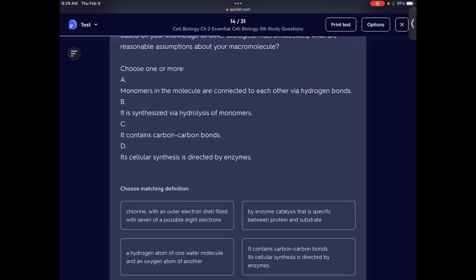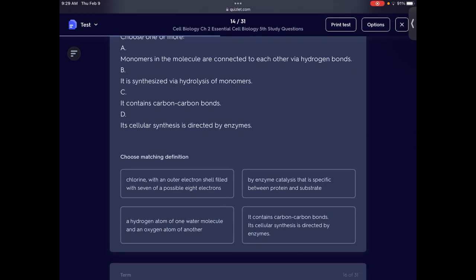Based on your knowledge of other biological macromolecules, what are reasonable assumptions about your macromolecule? Monomers in the molecule are connected to each other via hydrogen bonds. That seems like a good answer. It is synthesized via hydrolysis of monomers. That we know is incorrect because hydrolysis breaks things. We're trying to make something, not break something. It contains carbon-carbon bonds. Heck yeah, I think that one's going to be one of our answers. And its cellular synthesis is directed by enzymes. Enzymes are prevalent in a lot of these synthesis reactions, so I'm going with C and D.